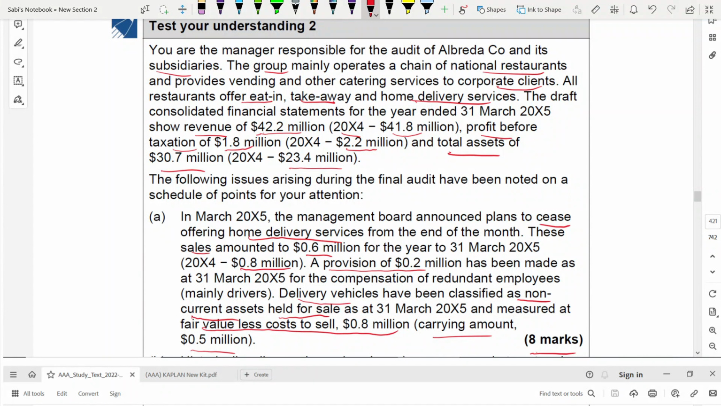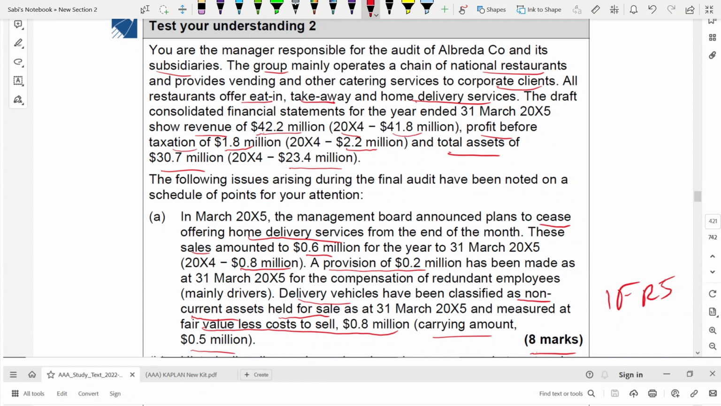Because if something is classified as non-current assets held for sale according to IFRS 5, you have to measure it at the lower of fair value less cost to sell and the carrying amount. The lower is the carrying amount, but you have measured it upwards at fair value less cost to sell, which is in excess by 0.3, which is not correct.